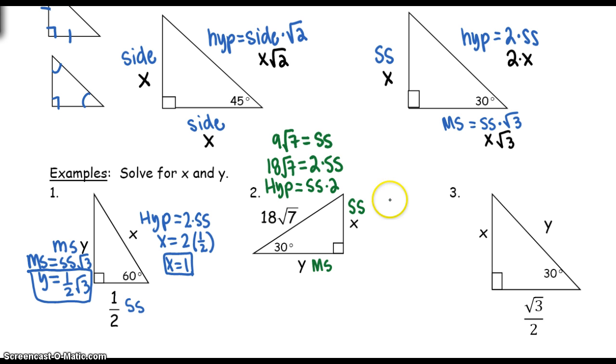So let's find the short side. Here it is, it's x. So x equals 9 root 7.